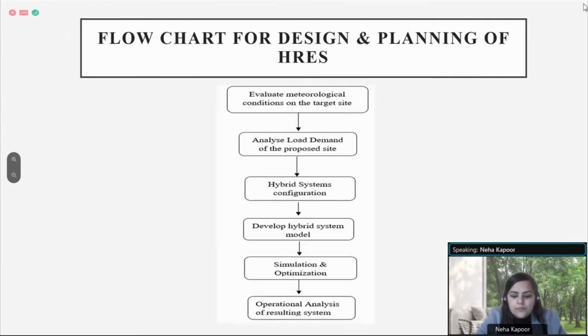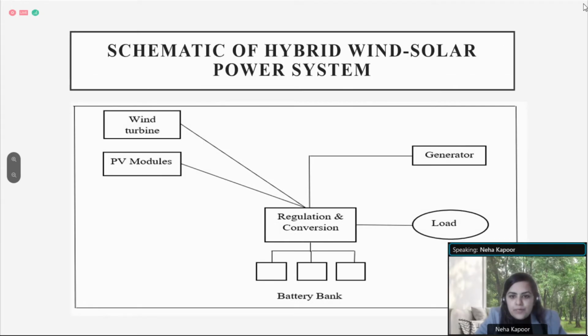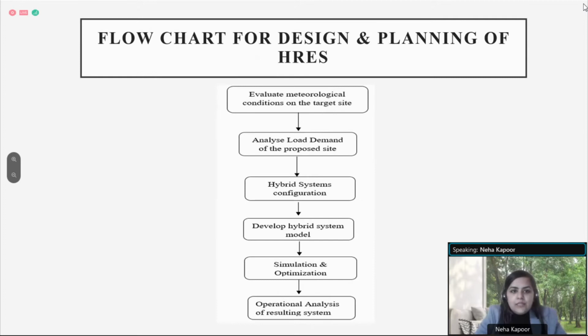Then this is the schematic of the hybrid wind solar power system that we are trying to work on in physical form as well, on site. A wind turbine and a PV module are connected with the regulation and conversion unit, and there is a generator and the load is given here, and there is a battery bank for excess power to be stored.